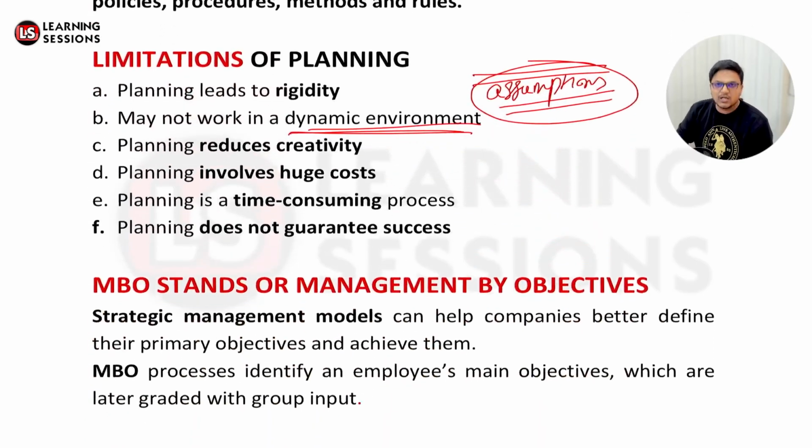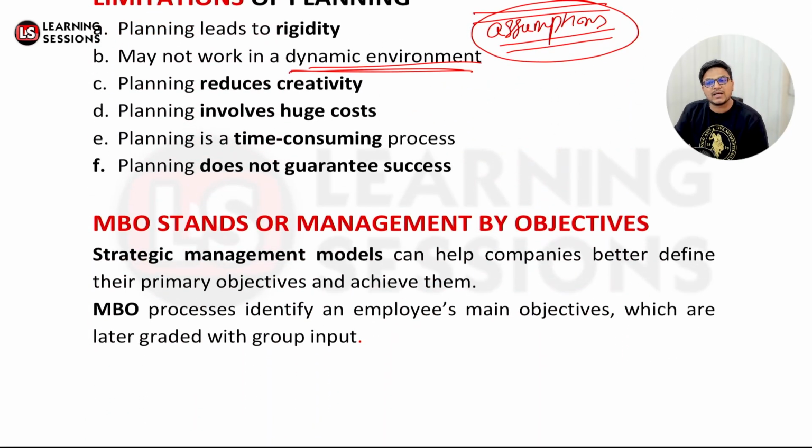Now let's understand MBO. MBO is management by objective. What do we mean by management by objective? Let me just give you one example over here. Let's say I'm having my Instagram account, and on my Instagram account I want to get 1 million followers. So that's my objective.